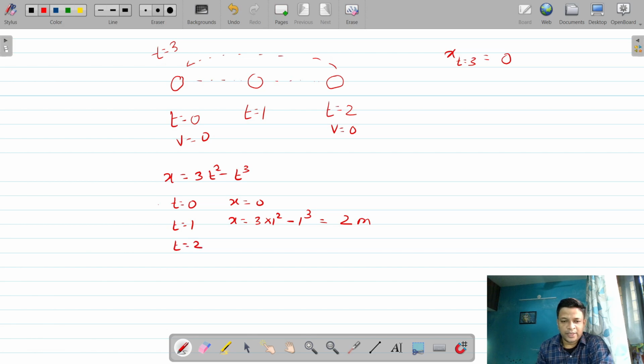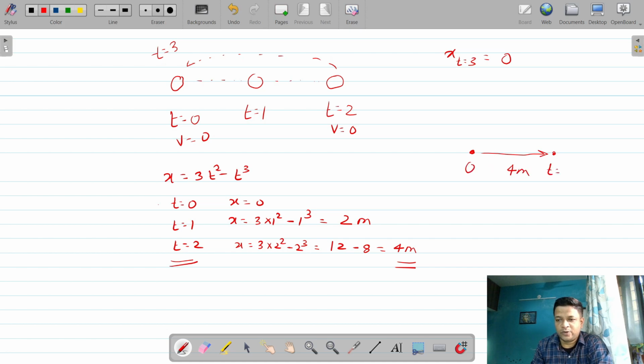At t is equal to 2 seconds, this equation becomes 3 into 2 square minus 2 cube. So it is 12 minus 8. So this is equal to 4 meter. So at t is equal to 2 seconds, its displacement is 4 meter. Means it has traveled a distance from here to here, that is 4 meter. This is the origin, and this is t is equal to 2 seconds.